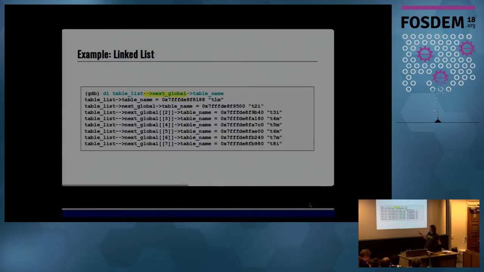Duel is an extension of C expression syntax in a way. And this is a Duel extension of the syntax that tells Duel to traverse the linked list using the next global pointer. So every list element must have this next pointer, and then it will just walk the pointer and print the table name for every element.